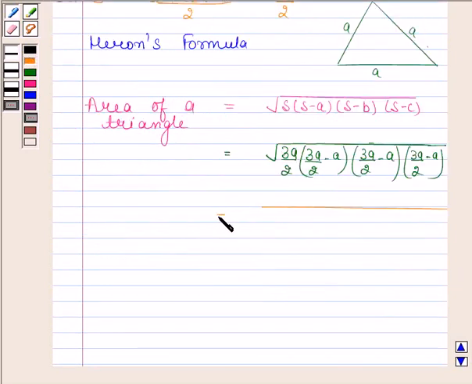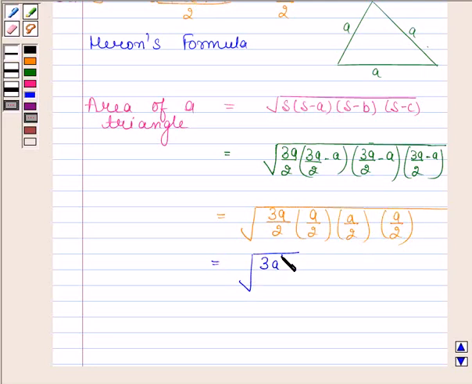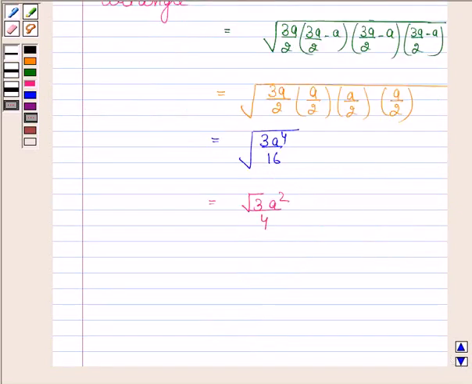And this is equal to square root of 3A by 2 into A by 2 into A by 2 into A by 2. And this is equal to square root of 3 into A to the power 4 by 16. And this is equal to root 3 into A square by 4. So the area of the traffic signal board is equal to root 3 by 4 into A square.